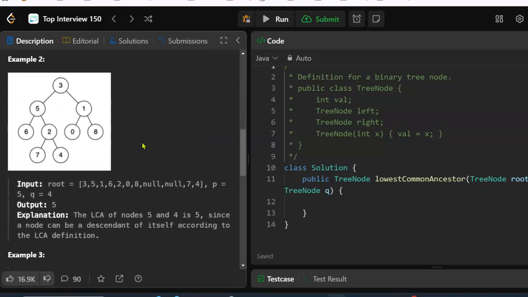Okay. Let's try this. I need a pen for this. And we'll do that. Okay. So this one, what do we have? 5 and 4. Okay, so 5 is right here under 3. 4 is down here at the bottom of the tree.